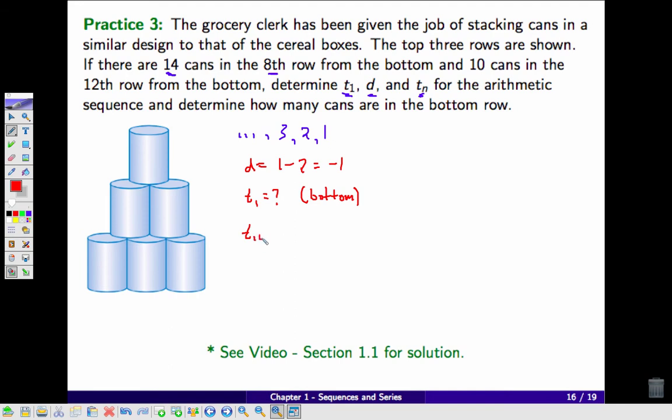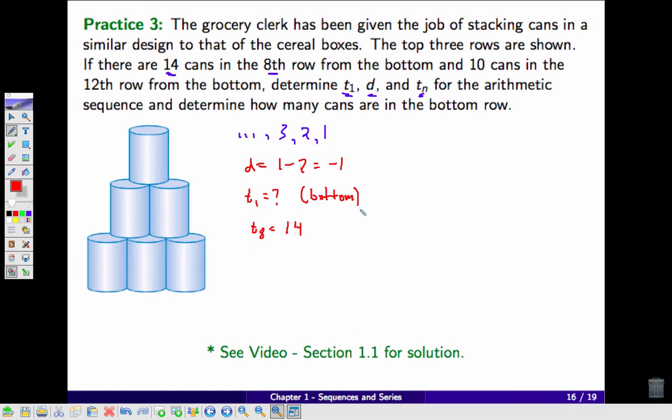Okay? But it gives you what T14 is. Pardon me, it gives you what T8 is. Okay, it gives you what T8 is, because it says that there are 14 cans in the 8th row from the bottom. So the 8th row from the bottom will be T8, and there are 14 cans in that row.